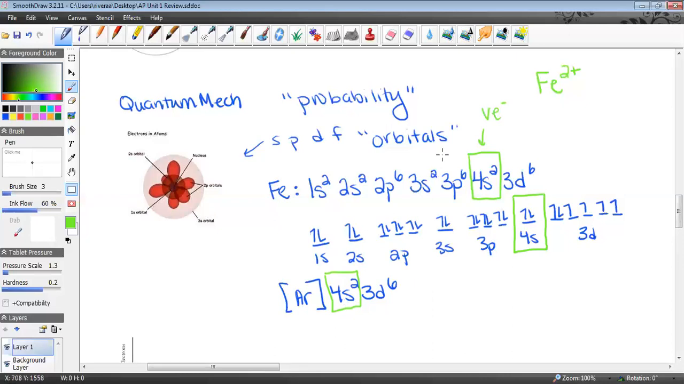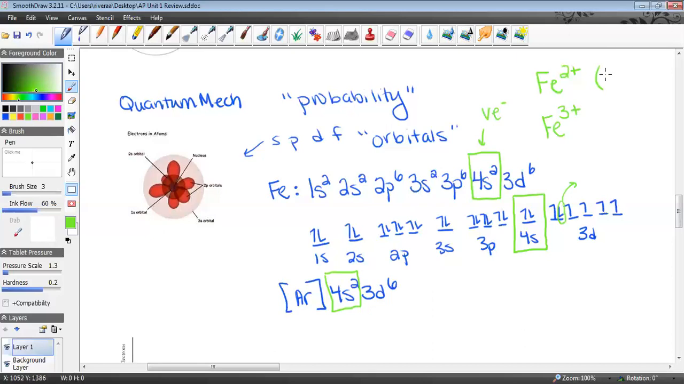Well, no, it does not. If it would just end with 3d6. However, iron can also lose from the d block. And if it were to lose an additional electron from the d block, if this electron were also to come out, iron could make a 3+ charge.